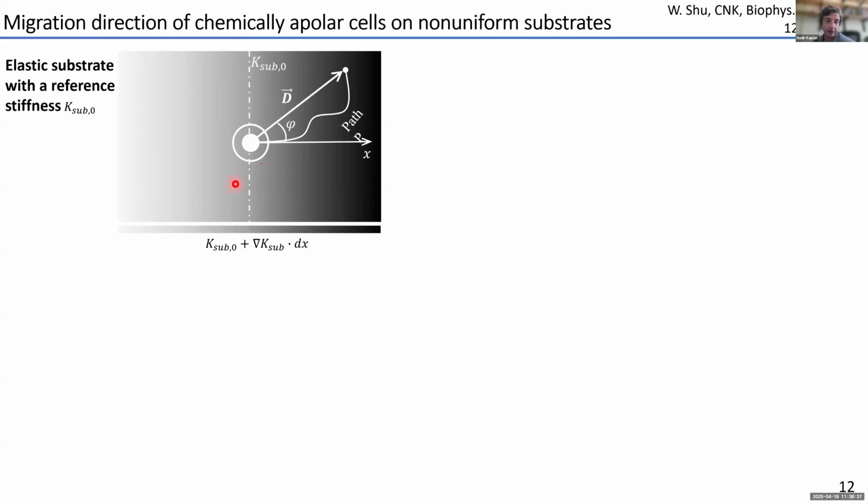And here, let me give some definitions. I will introduce a gradient of the stiffness of the substrate, shown by the grayscale. There will be a reference stiffness, which is going to be at the initial position of the nucleus. Then this cell is going to migrate and follow a path, and we can characterize the motion of the cell from that point on.